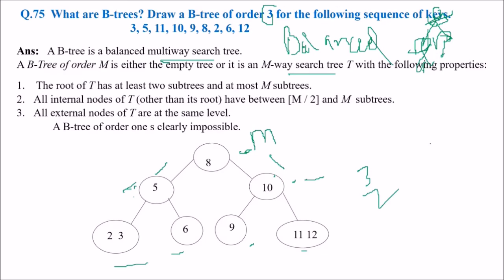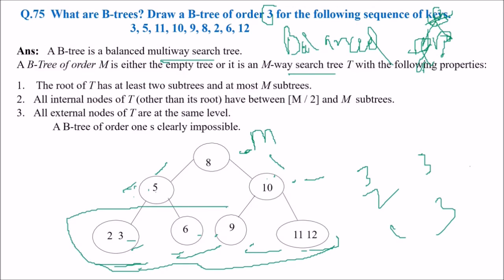So you take 3/2 and 3, that is 2 and 3. So these internal nodes have between 2 and 3 subtrees. So they are having 2, no problem. And all external nodes of T are at the same level. So these are external nodes, or the leaves you can say, they are at the same level. So that is a B tree of this order.